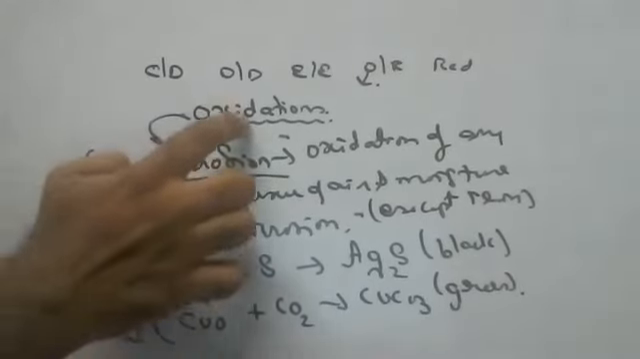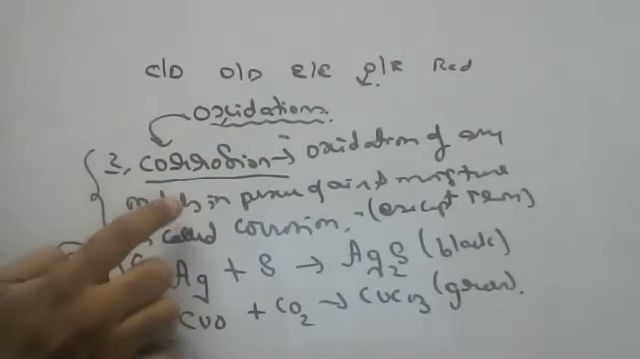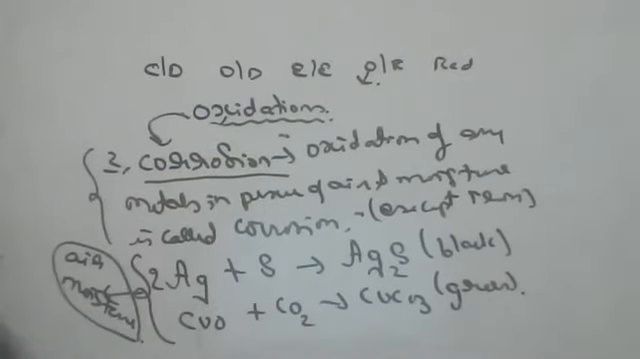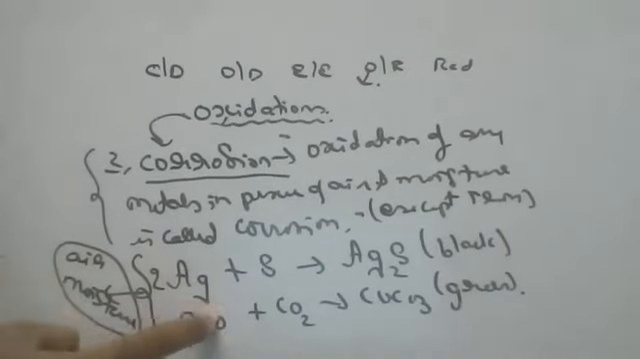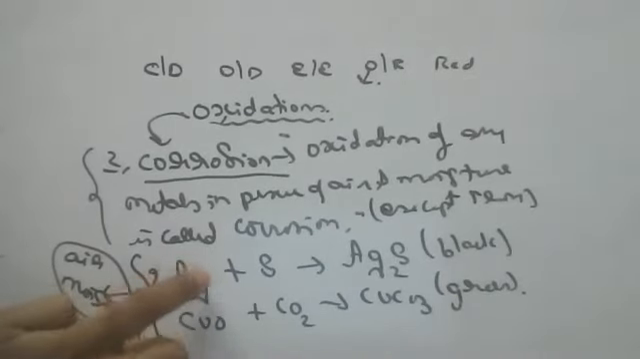So corrosion means oxidation of any metals except iron. In presence of iron, moisture is called corrosion. Okay, children, you should remember these two examples.